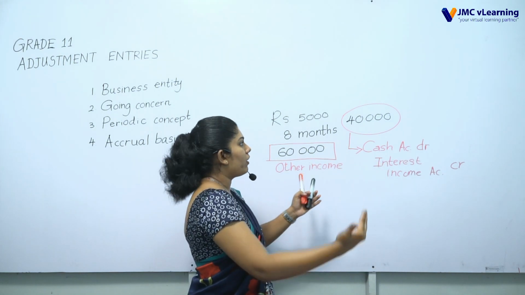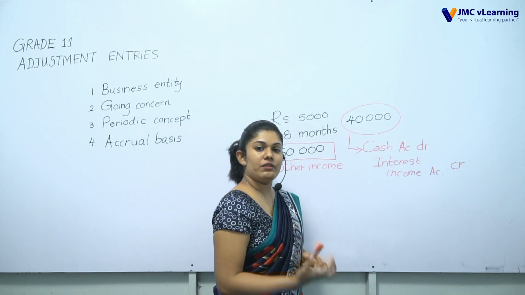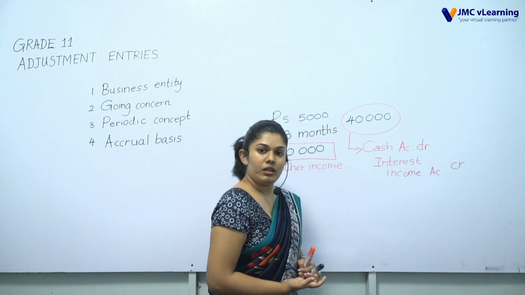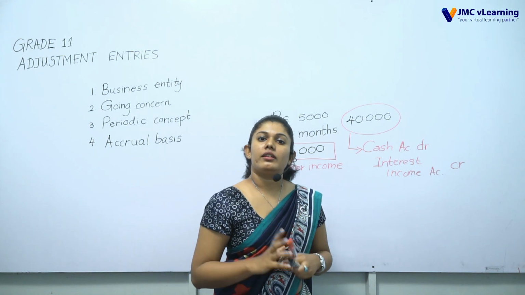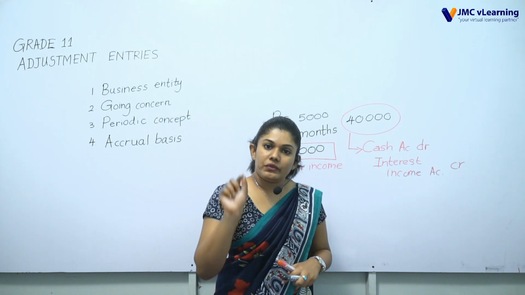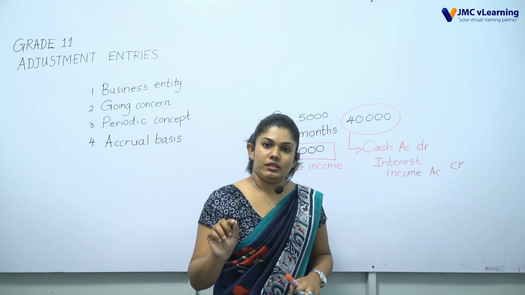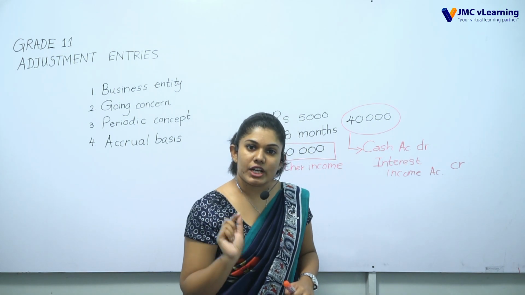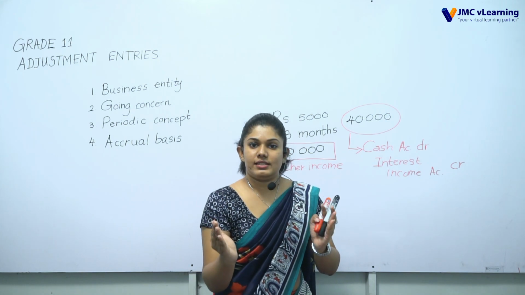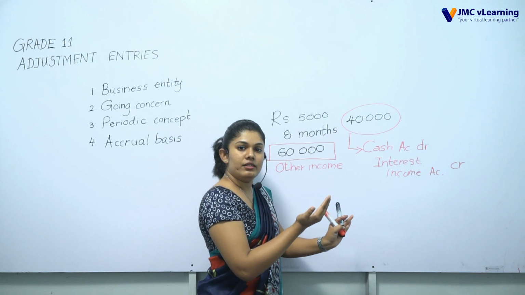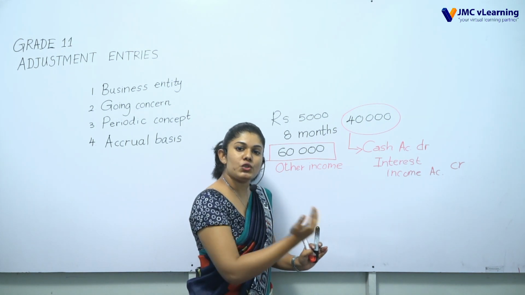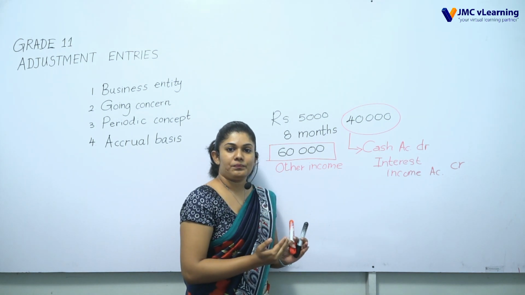But we have recorded only the amount we received in cash. There's a 20,000 left we haven't recorded. To record that 20,000 is where we need adjustment entries. This 40,000 should be adjusted to 60,000, the actual income we earned.